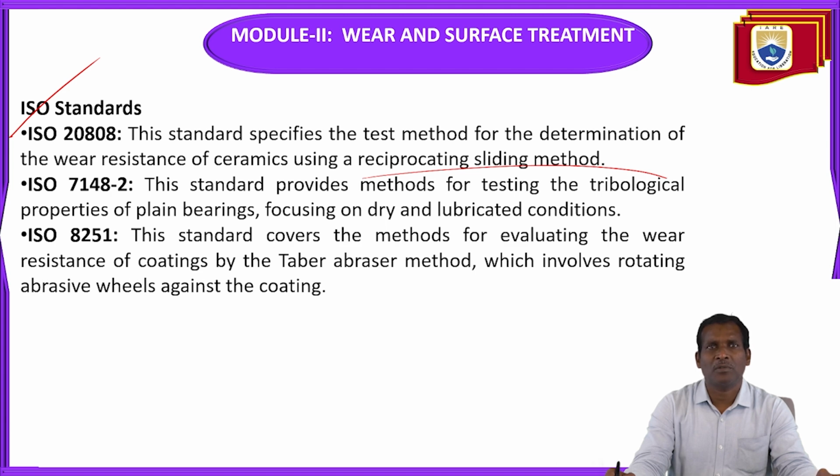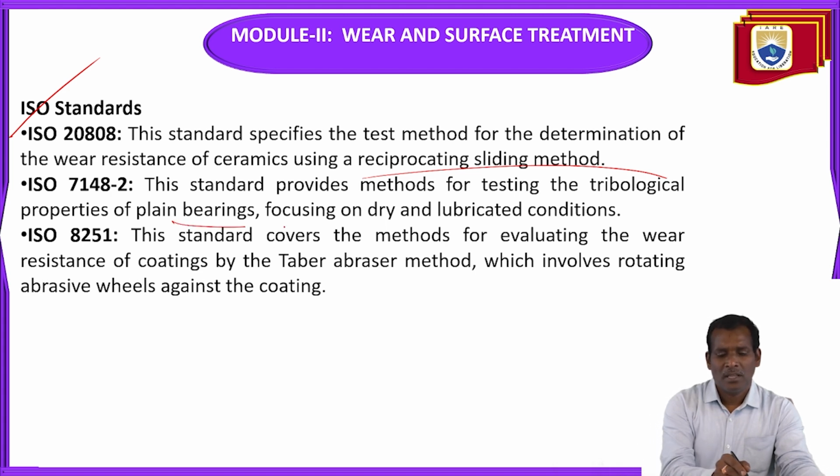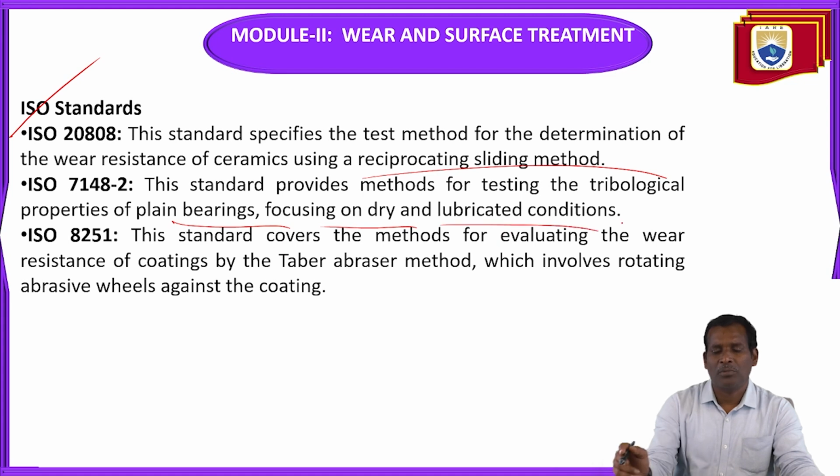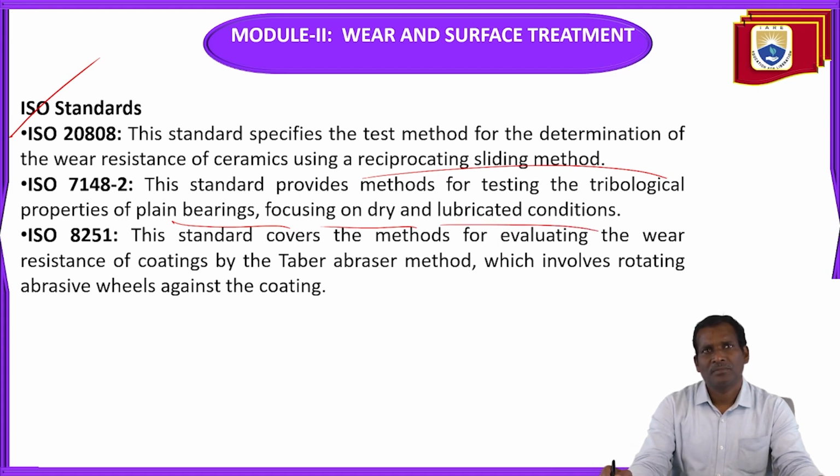ISO 7148-2 provides methods for testing the tribological properties of plain bearings, focusing on dry and lubricated conditions. Next, ISO 8251 covers the methods for evaluating the wear resistance of coatings by the Taber abraser method, which involves rotating abrasive wheels against the coating.